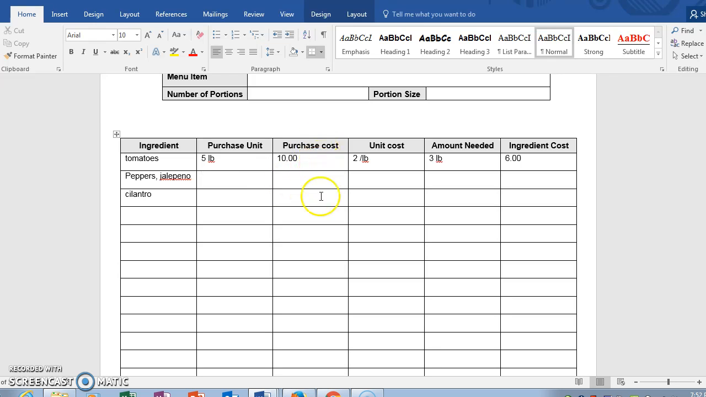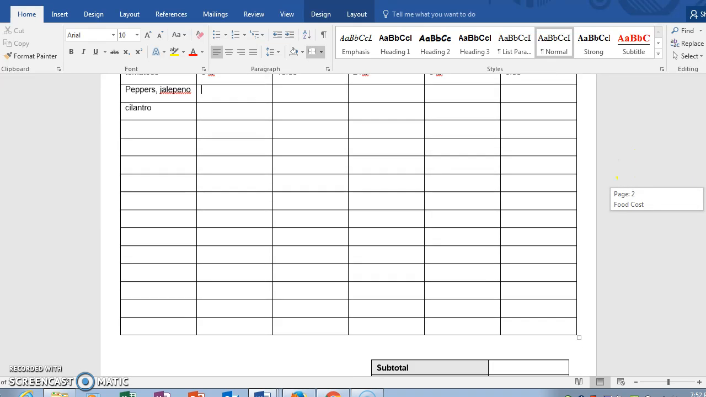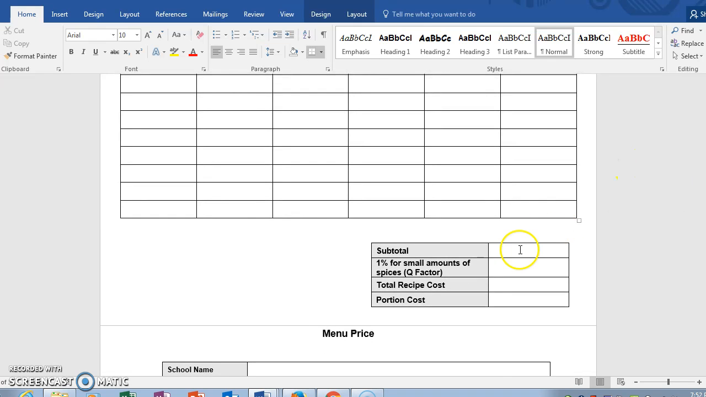And then the purchase cost, how much did it cost us to buy that so we could have it in our kitchen, and then bringing it down into how much it is per pound, how much it is per cup, whatever that might be. So it makes it easier when you put in how much you need for the whole recipe, that you can figure out that cost. Okay? Once you get all the different ingredients done, then you'll come up with your subtotal down here. Say maybe after you made your salsa it was $7.